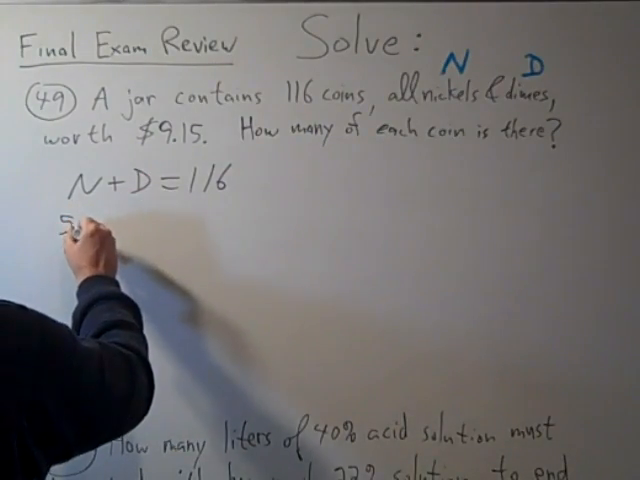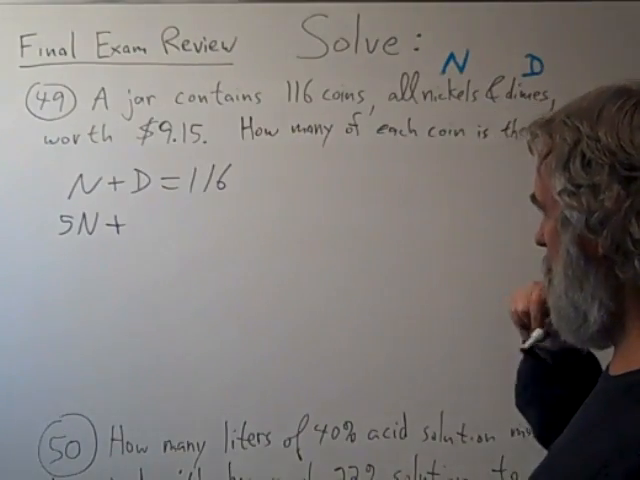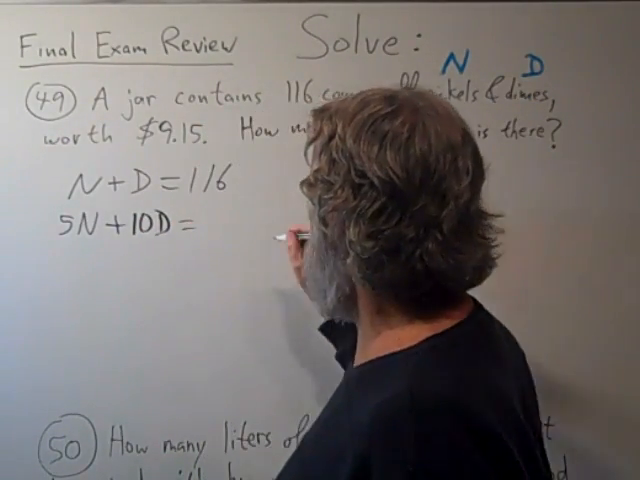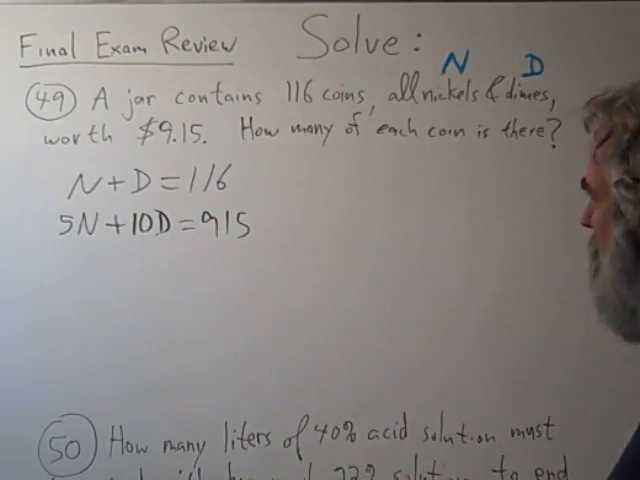5 cents per nickel times n nickels. 5 times n is how many cents those are worth. 10 cents per dime times d dimes is how much money the dimes are worth. And that comes out to 915 cents.